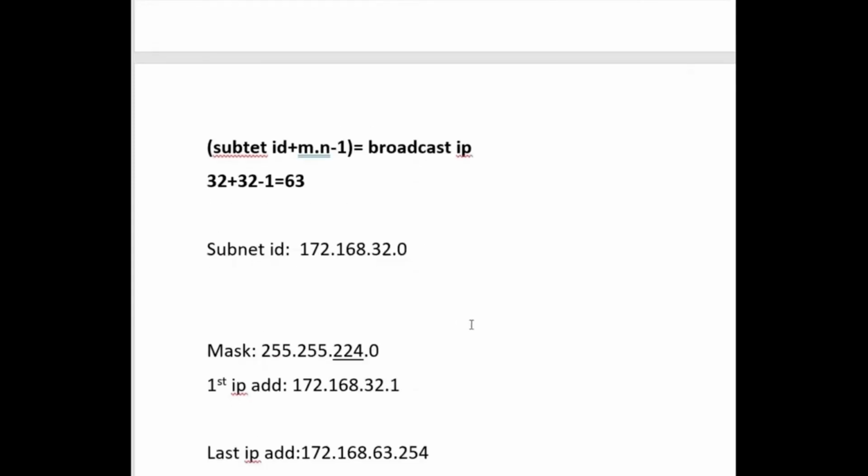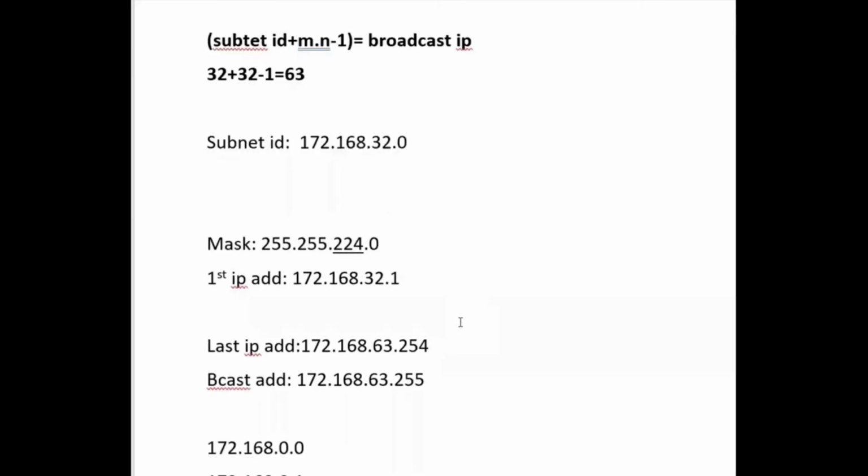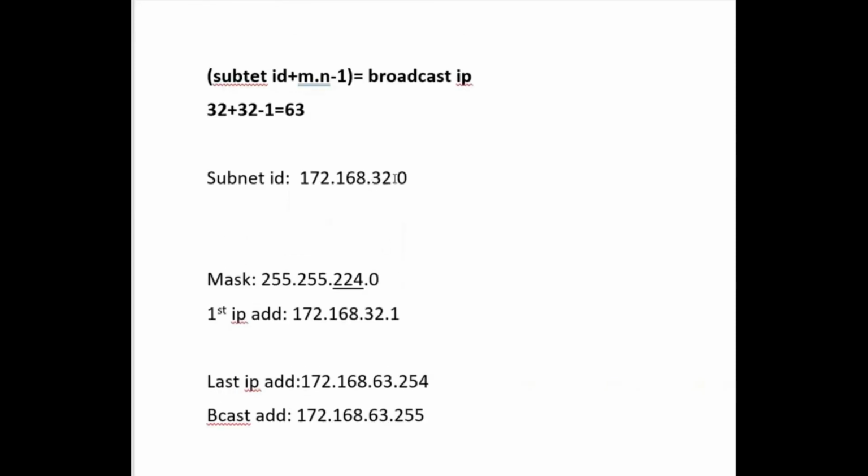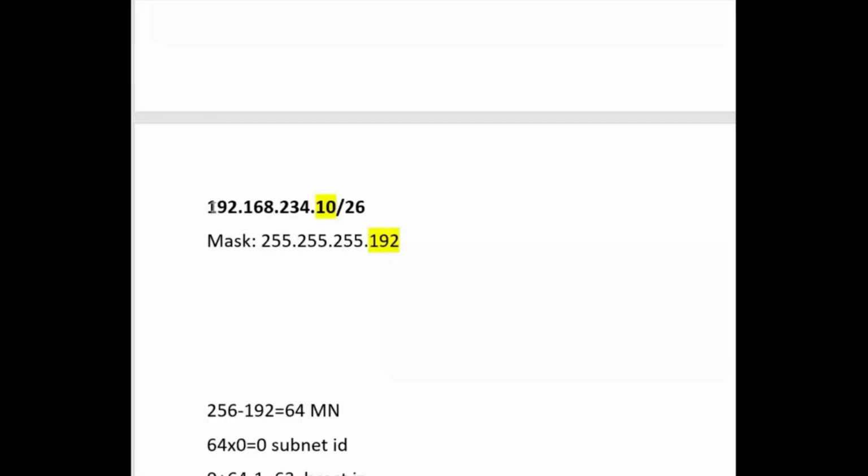In the exam, you may get a question that says, could you please find out whether it is a valid address or not? For example, 255 is not a valid address, 32 is not a valid address, but in between, any number like 172.168.63.254, all of those numbers are valid.